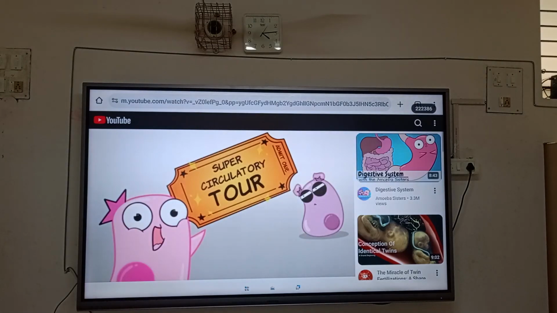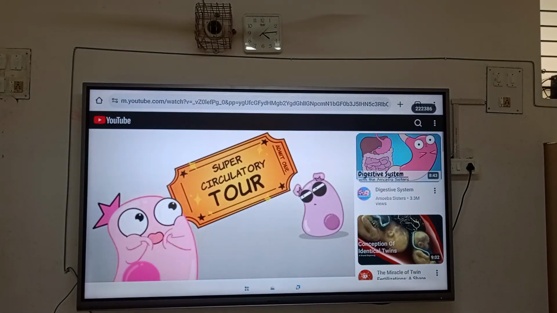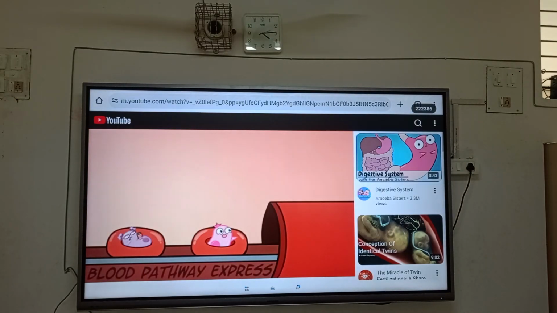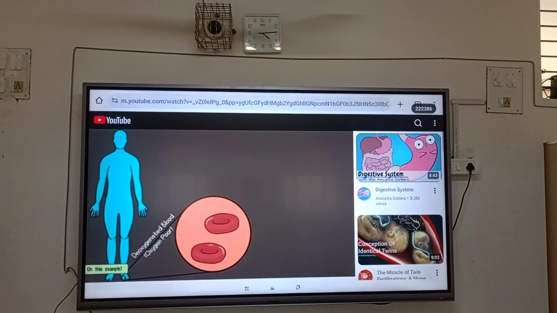Ready to take the adventure of a lifetime? An adventure tracing the pathway of blood through the heart? We're going to start with blood returning to the heart. This blood is deoxygenated. It needs to get to the heart so that it can be pumped to the lungs, pick up the oxygen, and then be spread throughout the body.